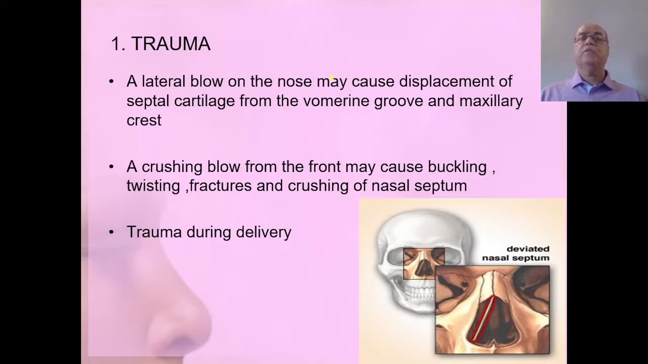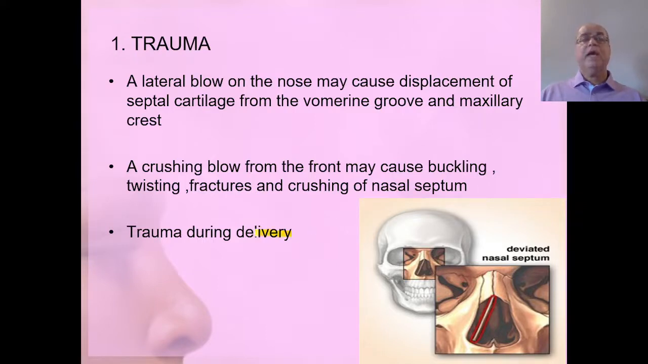That is, a lateral blow on the nose may cause displacement of the septal cartilage from the vomerine groove and maxillary crest, and this lateral blow may be during assault, during traffic accidents, or during sports injuries. Same is a crushing blow from the front, which may cause buckling, twisting, fractures and crushing of the nasal septum.